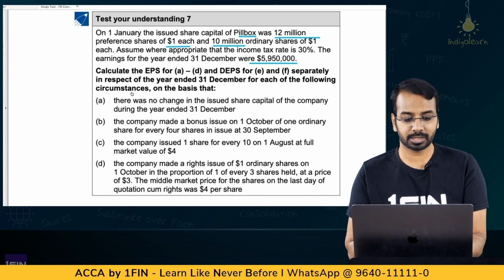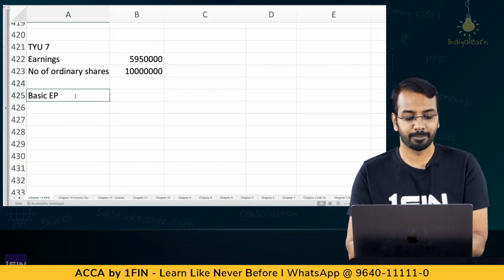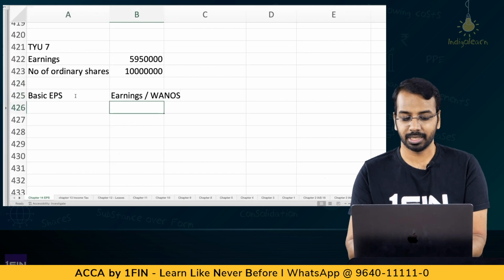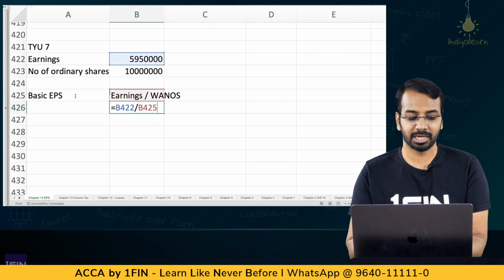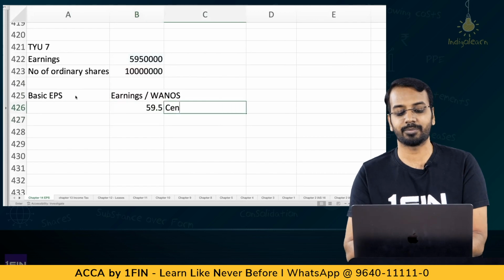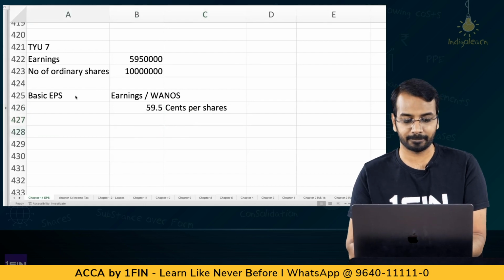So first is, what is the basic EPS? Basic EPS is earnings divided by weighted average number of ordinary shares. So earnings is 595 divided by number of ordinary shares, multiplied by 100. When you do, you get 59.5 cents per share. So this is the basic EPS, the first part.